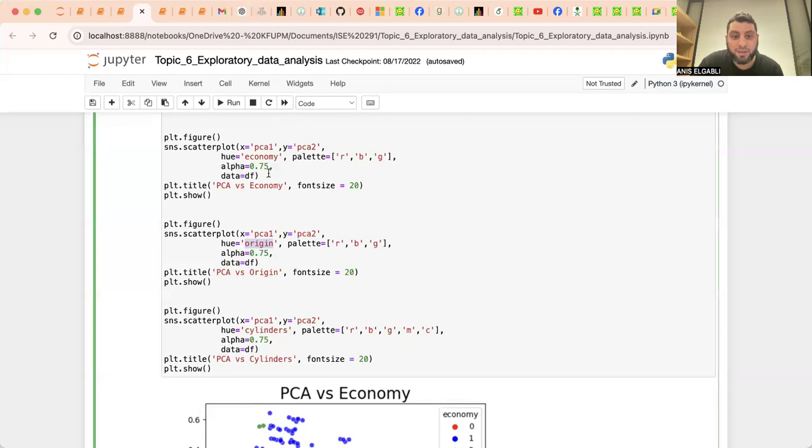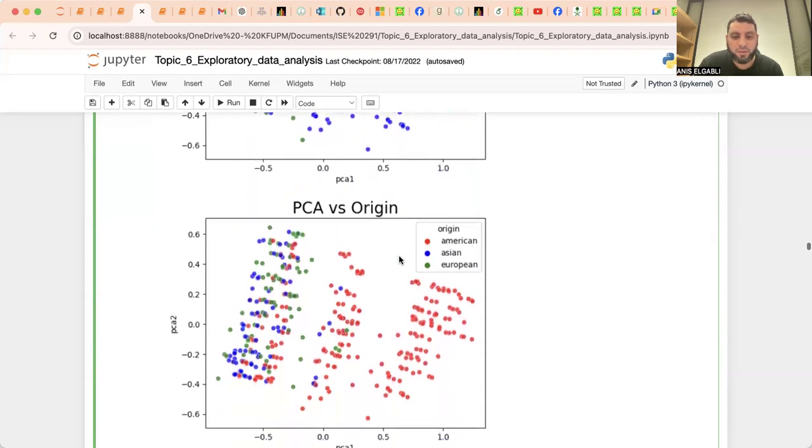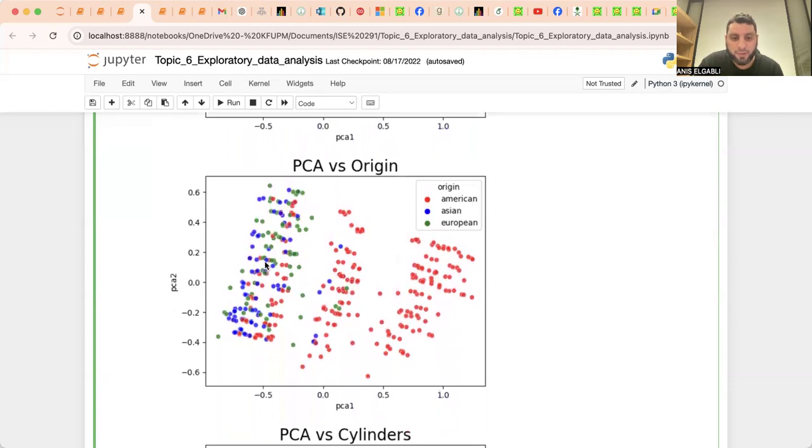The origin and the economy were not used to compute the BCA, so we can look at the BCA and see if they separate this or not. Okay, let's look at the origin. Here is the origin. Now the red ones are scattered all over the place. And there's so much confusion between the green and the blue ones.